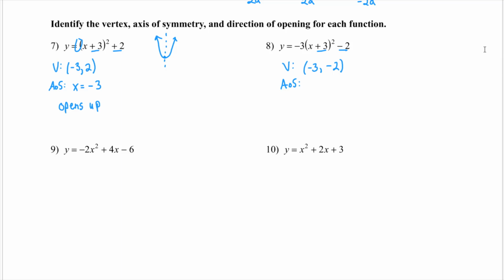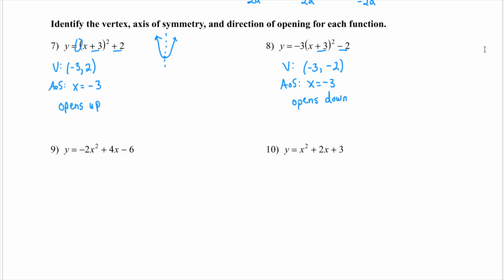The -3 in front helps us know that it opens down, and if we were trying to graph it, we would know that it's a vertical stretch of 3 because of that 3 in front. Our axis of symmetry is also not affected by the -3 in front. It's just this +3 inside, which we change with the super secret opposite society.